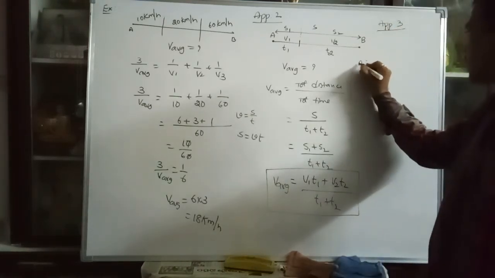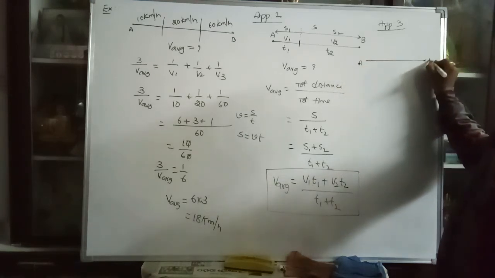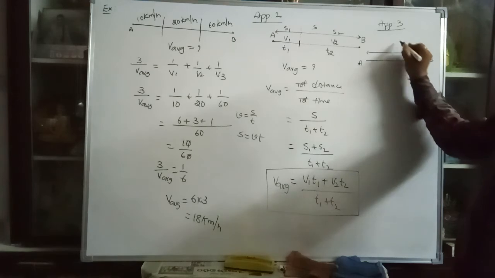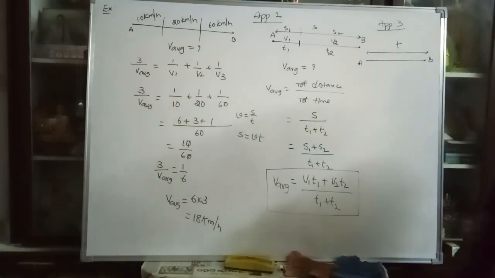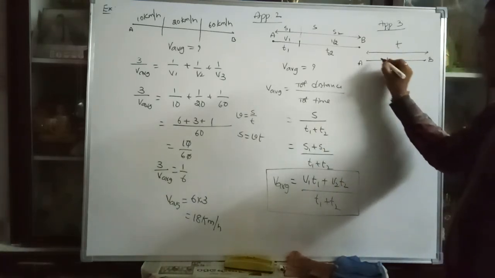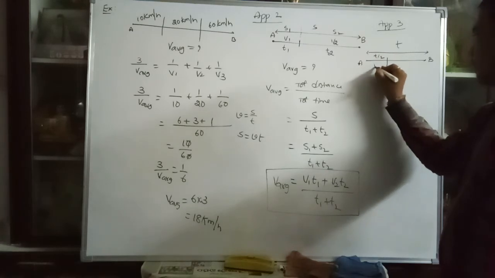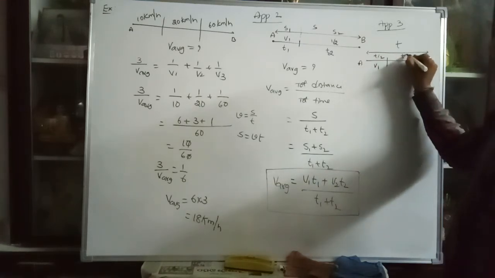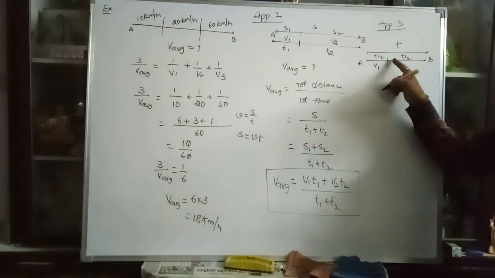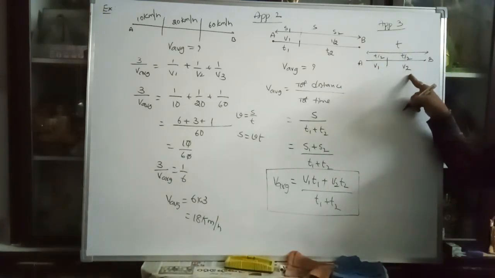A person starts at point A and ends at point B. The total time required to cover this distance is exactly t seconds. They are asking the average speed of the particle. Under what condition? The total time interval is t. The first half of the time interval is covered with speed v1, and the remaining half of the time is covered with speed v2.